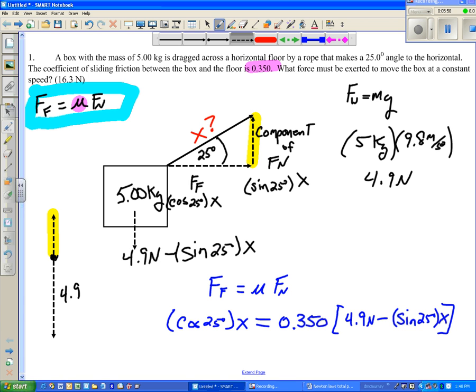Now we have an equation with a single variable. Realize the cosine of 25 and the sine of 25 are just decimals you can acquire from your calculator. You distribute your 0.350 times the two separate terms. One is an x, one is a non-x. Consolidate like terms, and you can make your way down to a final x. And if you do this appropriately, you absolutely should get a final x of 16.3 newtons.